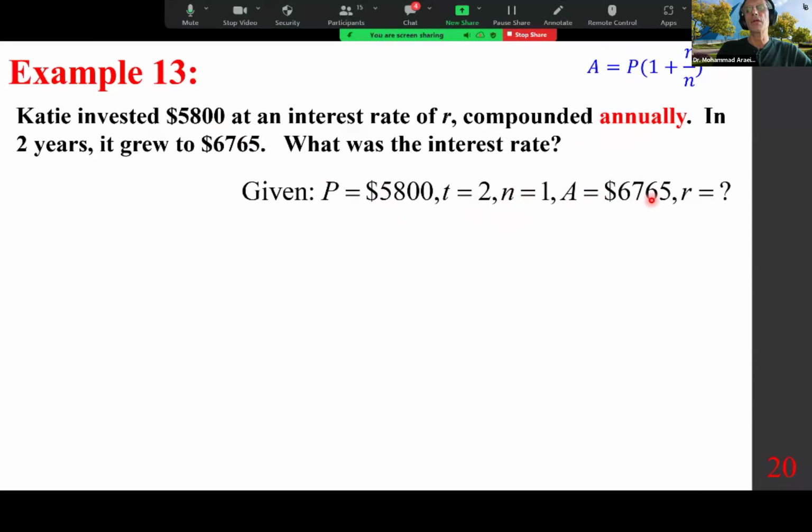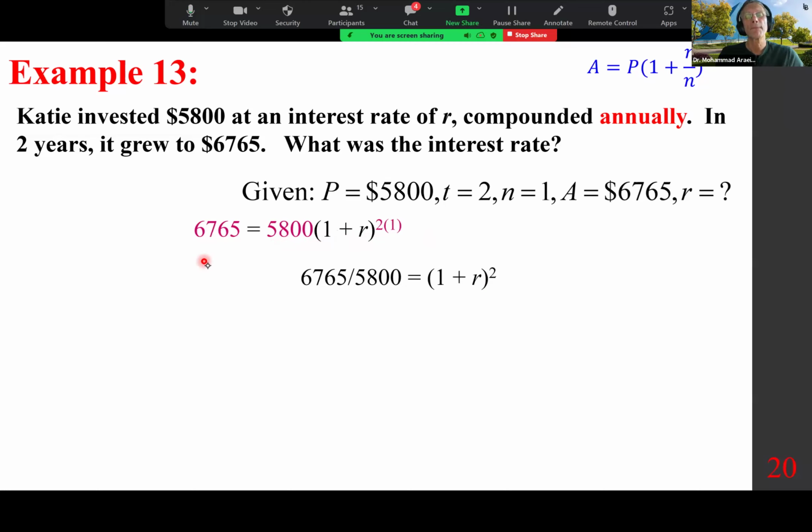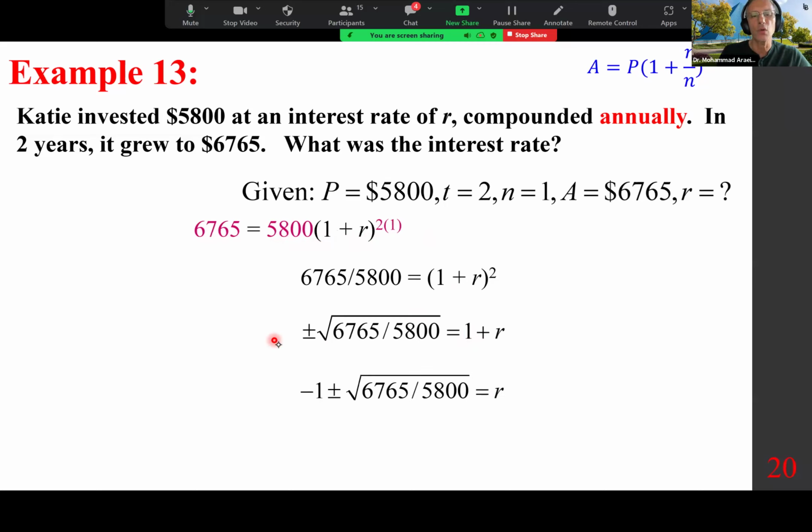A is 6,765, and R is missing. So let's plug it in. 6765 is 5,800 times 1 plus r to the power of 2 times 1. So this is 1 plus r squared, divided by 5,800. Take a root of both sides. So this becomes 1 plus r, and this becomes plus minus the square root. Move the 1 to the left and it becomes negative 1.